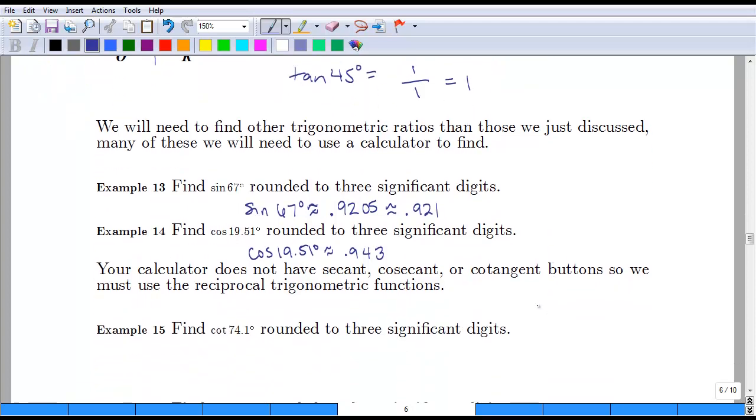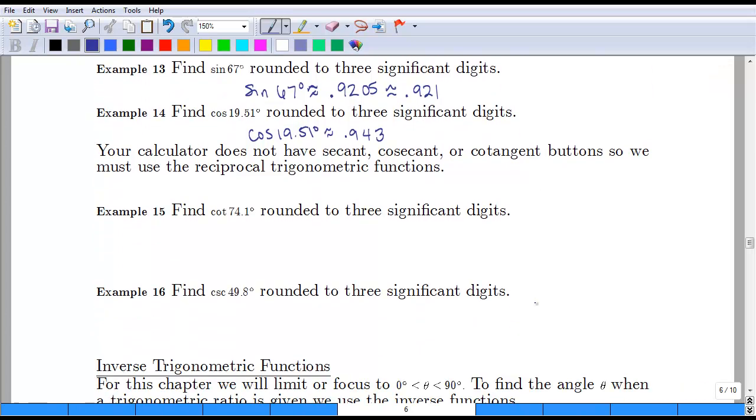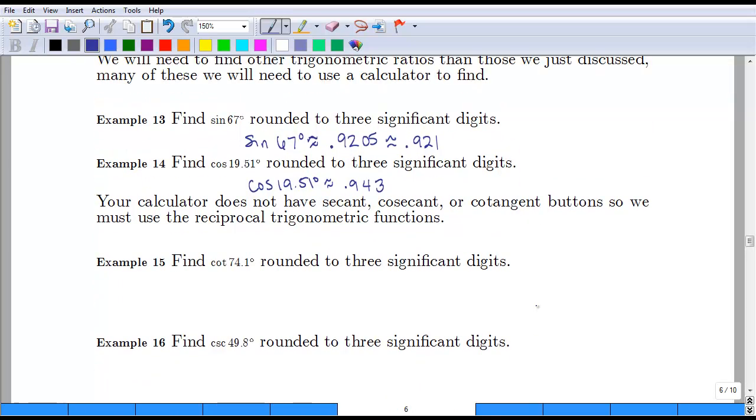Now your calculator, unless you have a TI-89, does not have a secant, cosecant, or cotangent button. So we need to make sure that we remember those reciprocal trig functions. For instance, if we want to find the cotangent of 74.1 degrees, it is 1 divided by the tangent of 74.1 degrees. And this is how we would put it in the calculator.